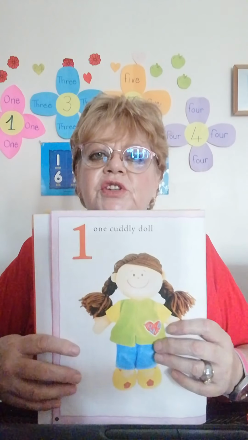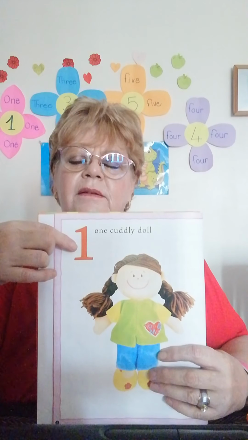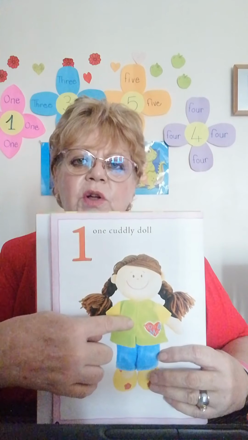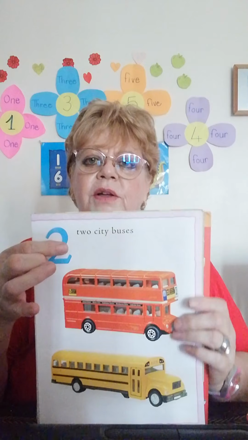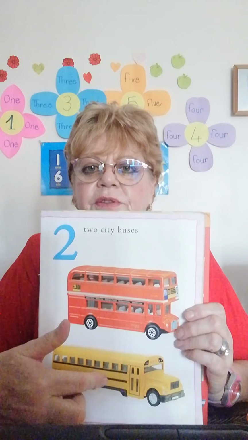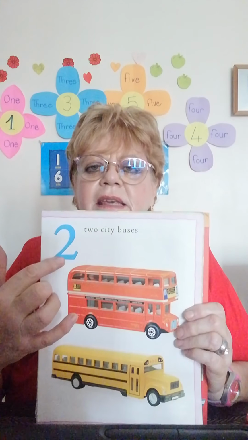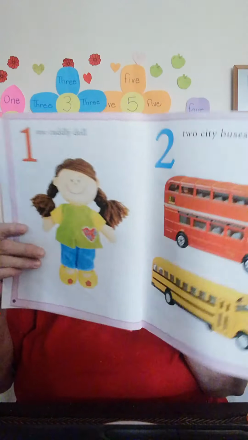I want you to read with me. I'm going to read and you are going to repeat after teacher. One. I see one doll. Two. One, two. I see two buses. Three. One, two, three. I see three cars.